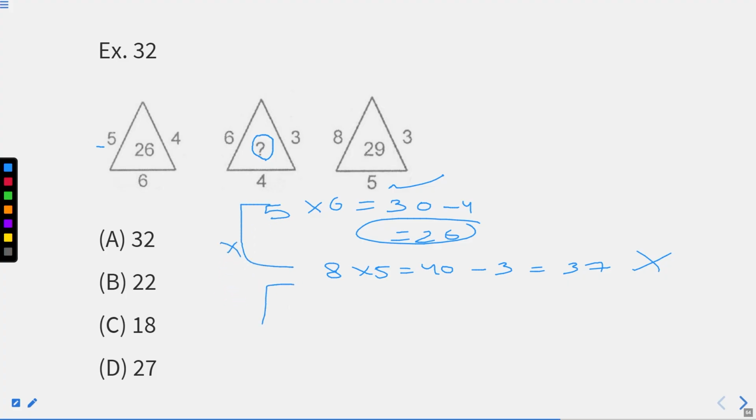Okay, this is going to be a second approach. That is, if we multiply both the numbers on the top, which comes out to be 20, and then add the last number, we'll get 26, which is our answer.